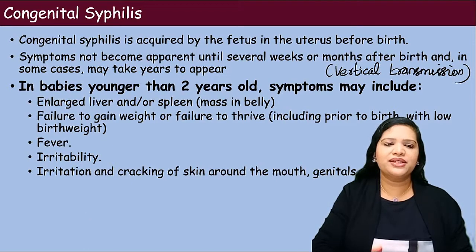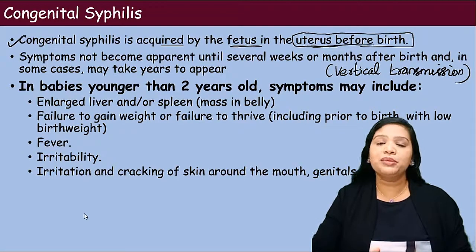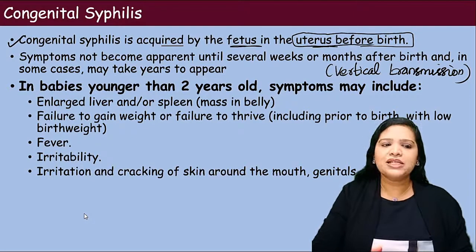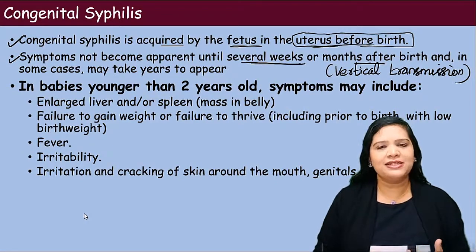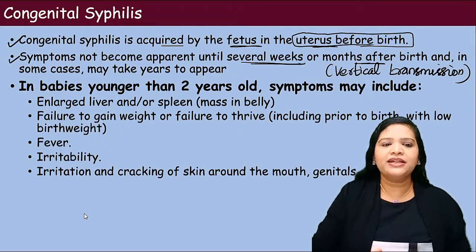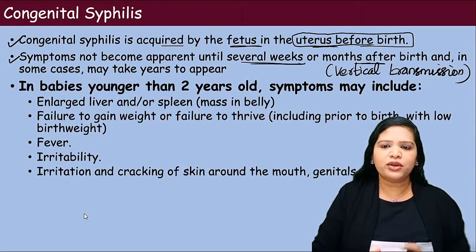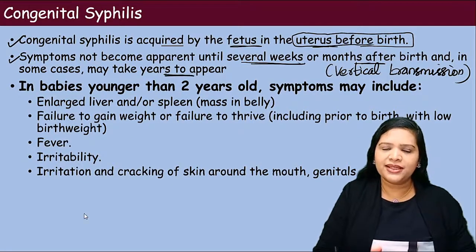What is congenital syphilis? Congenital syphilis is acquired by the fetus in the uterus before birth, not after birth. Before birth itself, the baby gets affected. But the symptoms are not apparent until several weeks or months. The baby is now born, and there won't be any symptoms. You know that even in primary syphilis, the patient has just an ulcer that is not painful, so they remain undiagnosed. Similarly here, there are no visible symptoms for the baby. It takes a few years for the symptoms to appear.